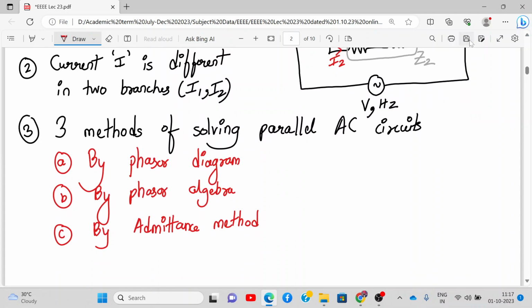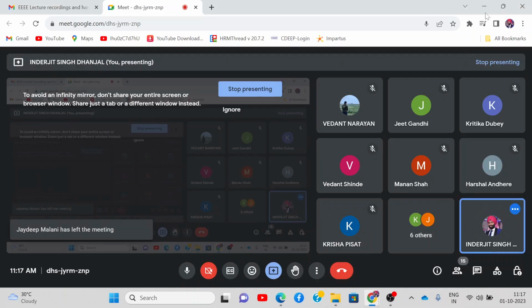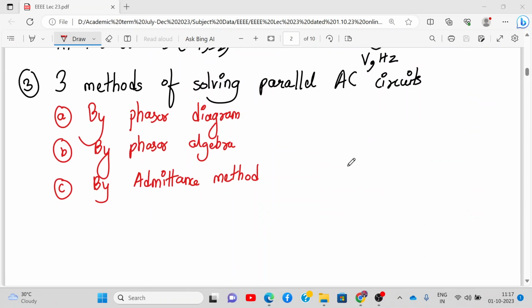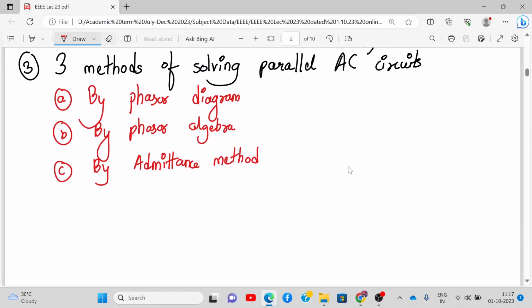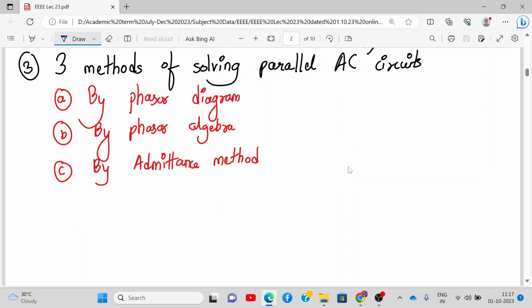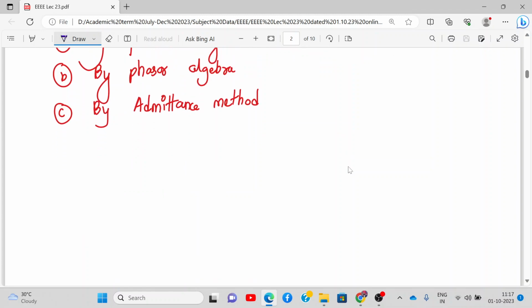is it clear? So far you have reached up till here, yes or no? Hello. All right, now let us first tackle the phasor diagram. So let's start with phasor diagram.